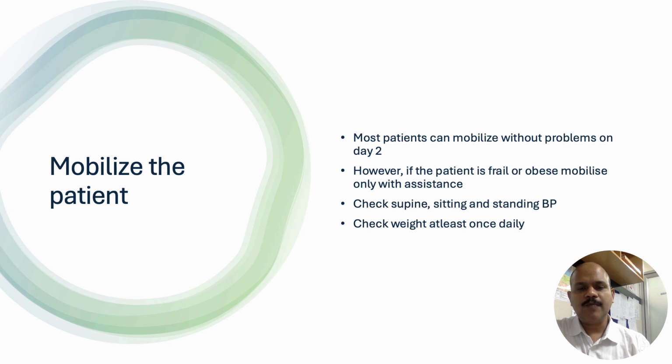Most patients can mobilize without any major problem. However, if the patient is very frail or very obese, kindly mobilize only with assistance. Do not let the patient fall down. Check supine, sitting and standing BP. This will give you a fair idea about the volume status. If there is more than a 20 millimeter mercury fall between any of these postures, you have to take extra precautions in mobilizing because these patients can have pre-syncope and rarely syncope and fall.